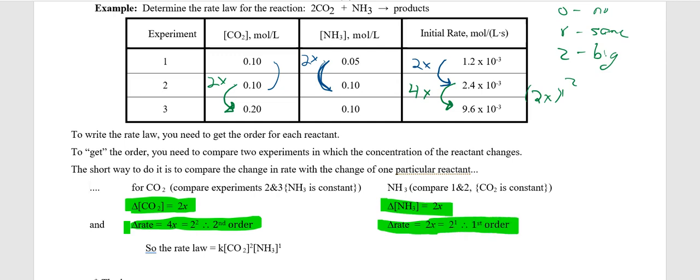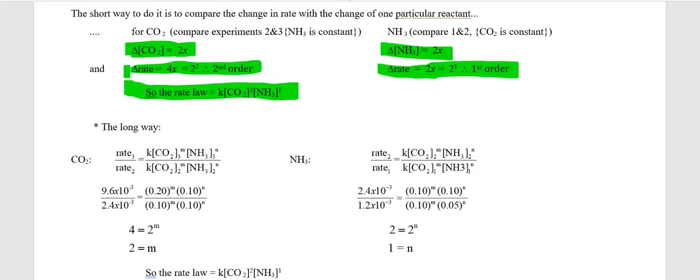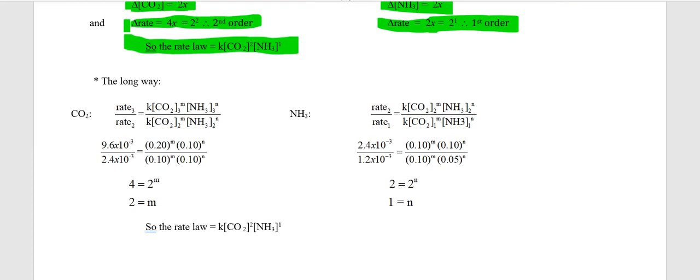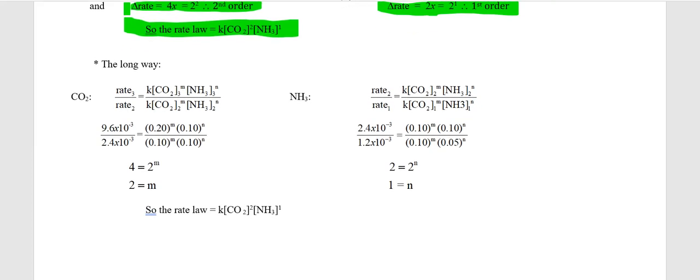That's first order. So if ammonia is first order and CO2 is second order, we would just write that groovy little rate law right like that. That's a short way to do it, but you need to know a long way to do it. And I'm going to do the same comparisons. For CO2, we compared row 3 to row 2. And for ammonia, we compared 2 to 1. And what we're doing here is a ratio of initial rates. The rate laws, that is.